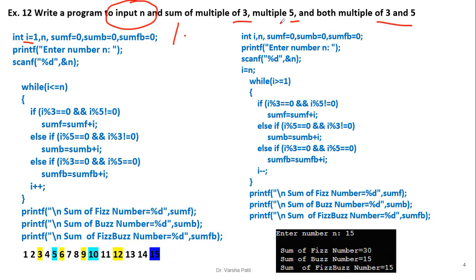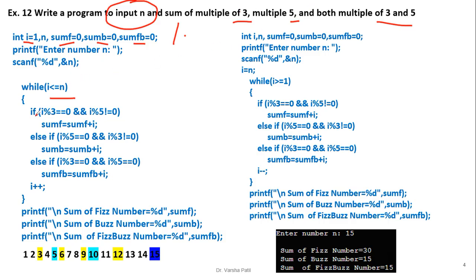When it is a multiple of 5, it is buzz, and when it is a multiple of 3 and 5, it is fizz buzz. So that's why I have given the variables sum of fizz, sum of buzz, and sum of fizz buzz, and they are initialized to 0. Now enter the number n, and that number is accepted. From number 1 to n, we have to decide how many numbers are fizz, buzz or fizz buzz.